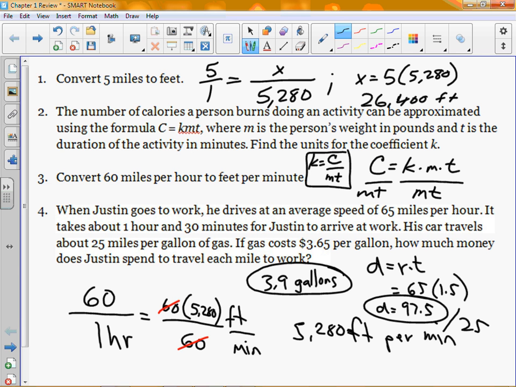What's the rest of this problem? The cost. It says if gas costs $3.65 per gallon and I need 3.9 gallons of it, how much does it cost the guy to get to work? 14 what?